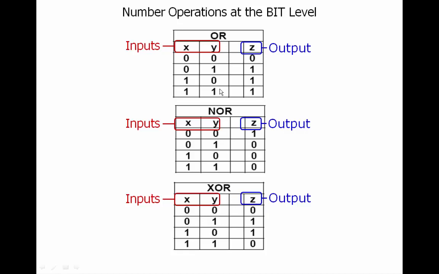Other operations performed at the bit level include the OR operation, the NOT OR operation, and the exclusive OR operation. In the exclusive OR operation, the output is equal to 1 or high only when either one of the inputs is 1. If both of the inputs is 1, the output is set to 0.